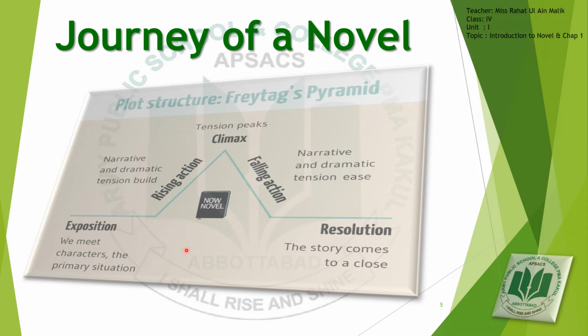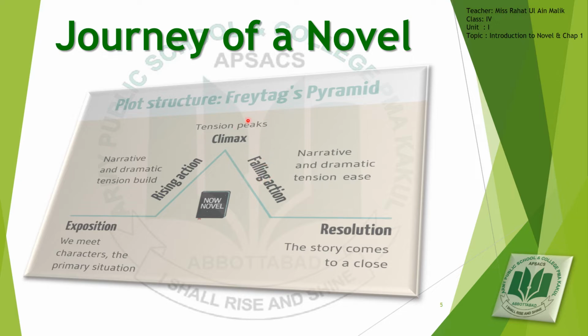Now, exposition leads the novel to rising action, which means the narrative and dramatic tension build. Narrative and dramatic tension means that the story is taken towards a conflict. A problem is being introduced, right? That has to be solved. Then this rising action gets to the climax, the top of the mountain, where the tension peaks, which means the conflict or the problem gets the best of it. It is the worst ever thing happening at this particular point, right?